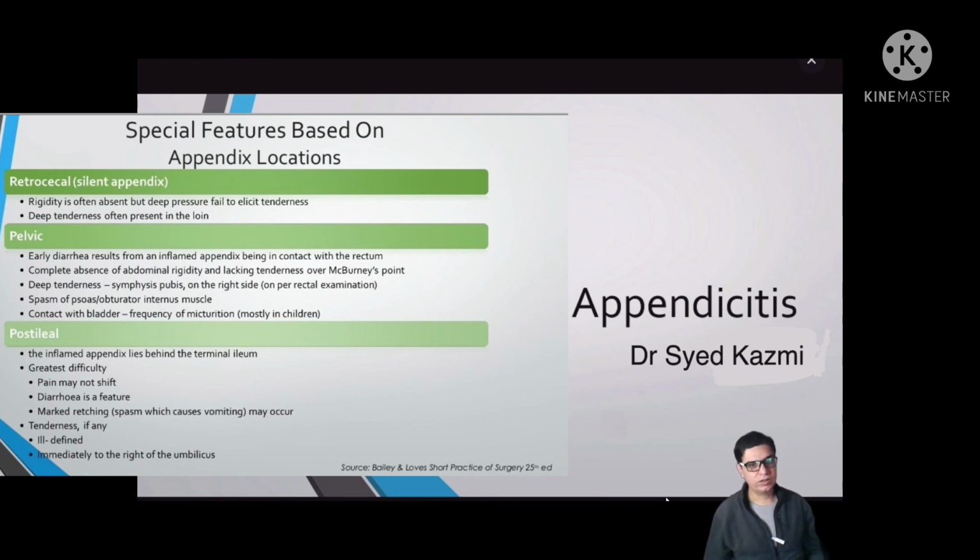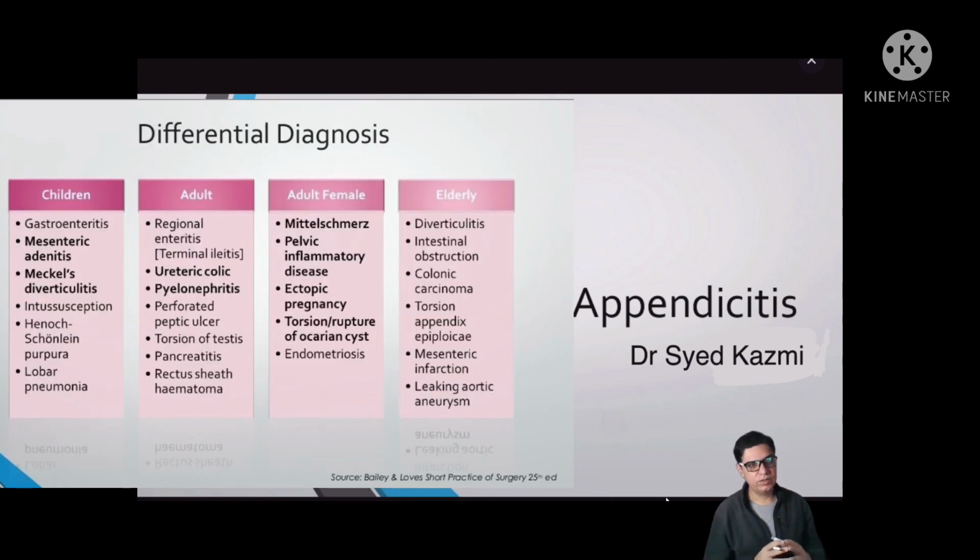Now, the differential diagnosis. Again, we don't want to miss acute appendicitis, but there are a lot of other conditions which can present with more or less similar symptomatology. So in young children, some of the conditions that can present with right iliac fossa pain, tenderness, vomiting, and mild fever include gastroenteritis. Gastroenteritis is one of the most common medical reasons for pain in the right iliac fossa if it is associated with vomiting and profuse diarrhea.